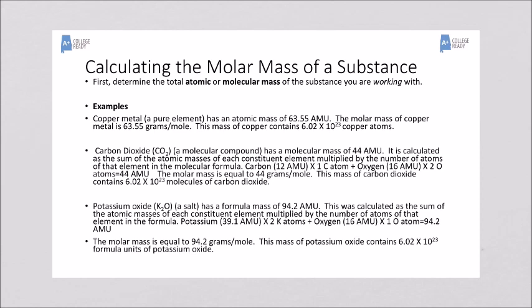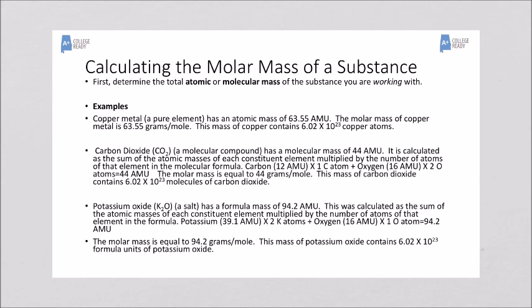Let's say you want to find the molar mass of carbon dioxide. You first of all find its molecular mass. Turns out it's 44 AMUs. To calculate that, you take the mass of one carbon atom, 12, plus the mass of 2 oxygen atoms, 16 each. Add those up, you get 44 grams per mole. This is the molar mass. 44 grams of carbon dioxide will contain 1 mole, or 6.02 times 10 to the 23rd molecules of CO2.